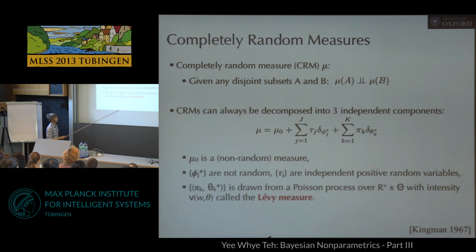And what you could show is that to describe the distribution of this collection of atoms, the mass and the location, you can describe them as a collection of two-dimensional points, and you can show that this collection of two-dimensional points is drawn from a Poisson process over the space R plus, so this is the space of the masses which are non-negative, times the original space theta. Okay? And this Poisson process has an intensity given by some measure nu called the Levy measure.